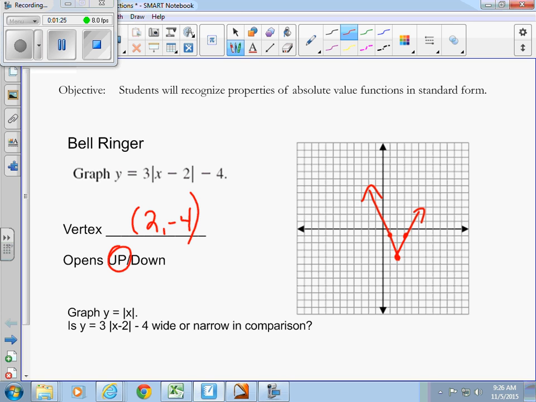It actually, the vertical stretch, those of you who had pre-AP Algebra 2 will get there later this year, but it stretches it up, makes it look skinnier. So if there is a number in front like a 3, it makes it look skinnier.